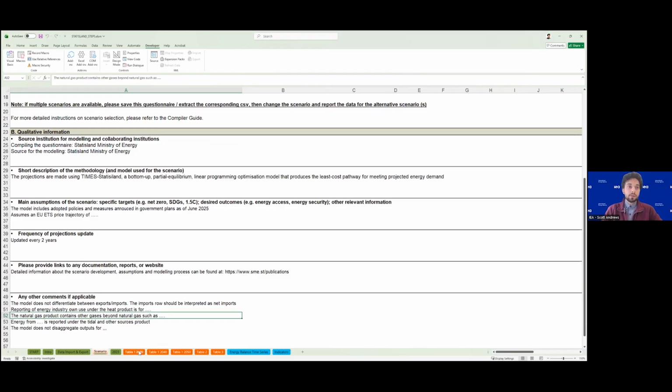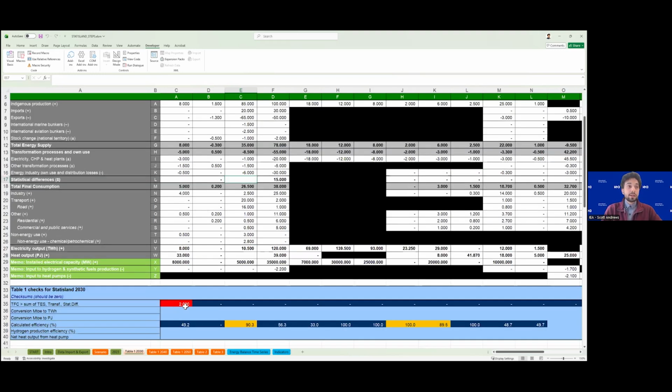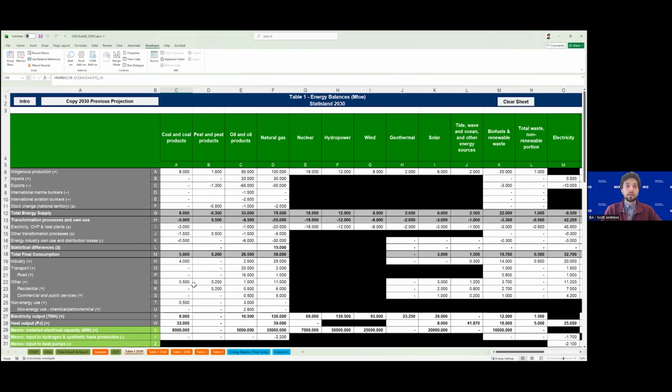If we jump over to the main table, I filled this one out here for Status Land. I just want to go through some of the products and show how I might go about filling in the questionnaire step by step. If we start with coal and coal products, I can see, if I scroll down, that I do have a checksum error here, which is telling me that energy supply and demand are not balanced. This might be a moment for me to double check that I've included everything properly in the flows under coal. The first thing that might be helpful in addressing these errors is understanding what is actually reported under coal and coal products.